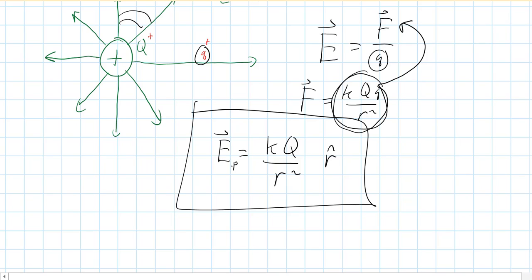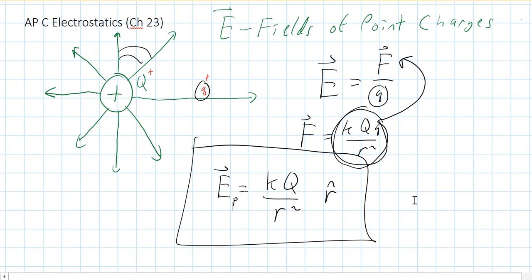Okay, and it's an inverse square law. So if you get twice as far away from the charge, it's going to be a quarter of the field. If you get 3 times as far away from the charge, it's going to be a ninth of the field, etc. Now, we're going to actually use this in an example. I'm just going to do one example and work out the entire example using that.